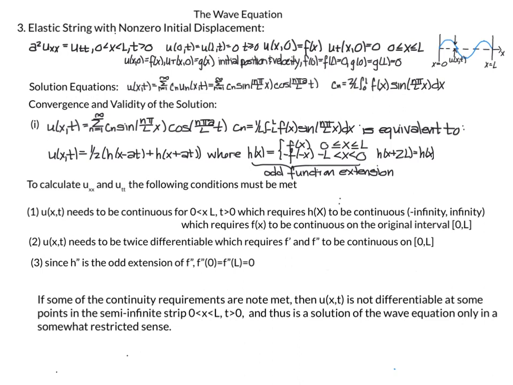And since h double prime is the odd extension, we also need f double prime of 0 and f double prime of L to be equal to 0. So these are the three requirements that we have in order to take these second order partial derivatives. If any of these three continuity requirements are not met, then u of x,t is not differentiable at some points in the strip 0 to L and t greater than 0, and thus is a solution of the wave equation only in a somewhat restricted sense.